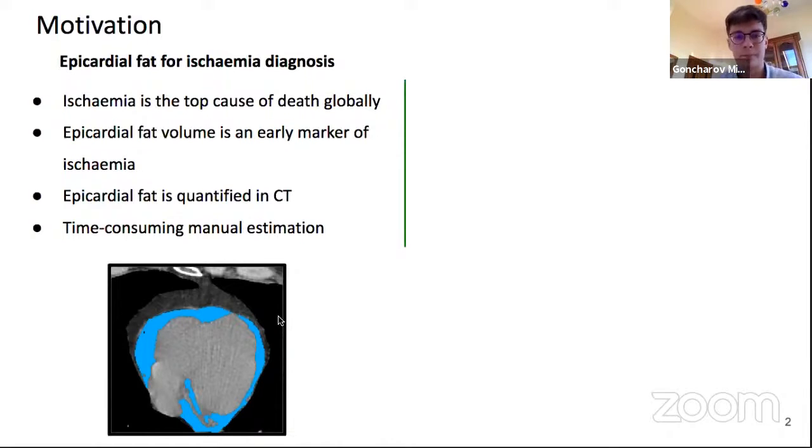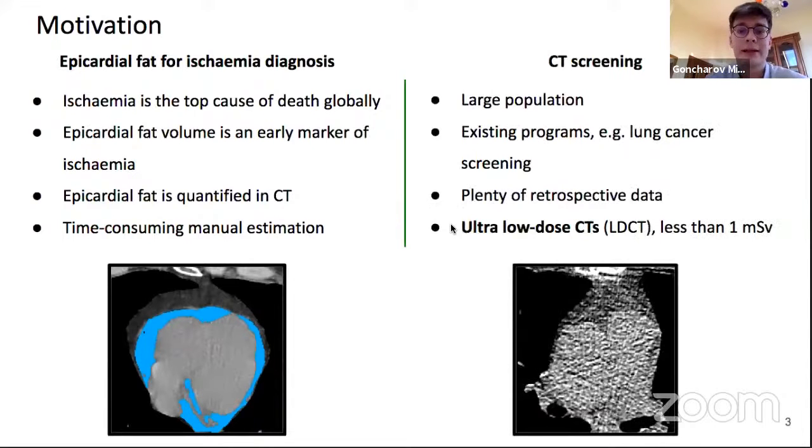So now assume that we have an algorithm for epicardial fat quantification, then we need some data on which to apply it. So therefore, I'd like to draw your attention to one very interesting source of data on which you can apply your medical image analysis algorithms, which is CT screening data. CT screening is a curing of CT images with the purpose of detecting some target pathology, for example, lung cancer, in a relatively large population.